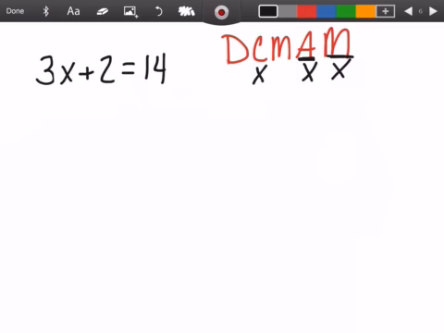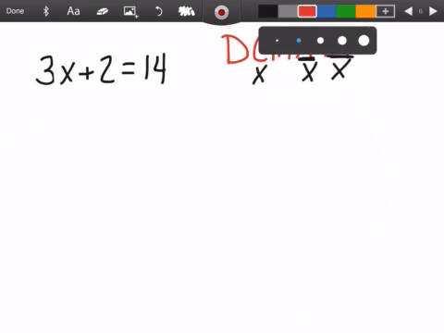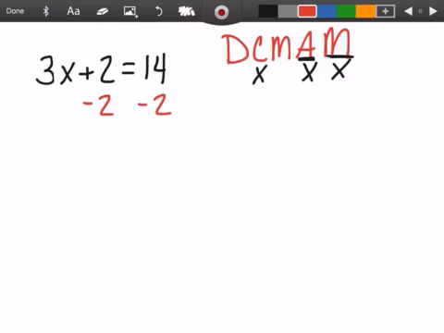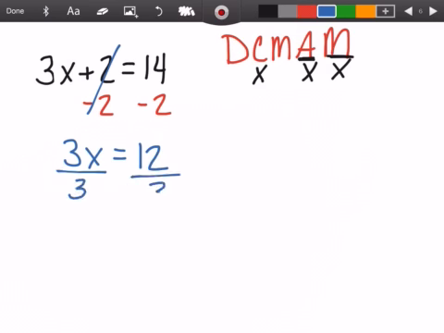So in this example, 3x plus 2 equals 14. I have to undo the adding 2 first. The opposite of adding 2 would be to subtract 2, in which case my 2's would cancel. I would have 3x equals 14 minus 2, which gives me 12. And then to undo the 3 times x, the opposite of multiplying by 3 is to divide by 3. My 3's would cancel, and I would just have x equals 12 divided by 3, which gives me 4.